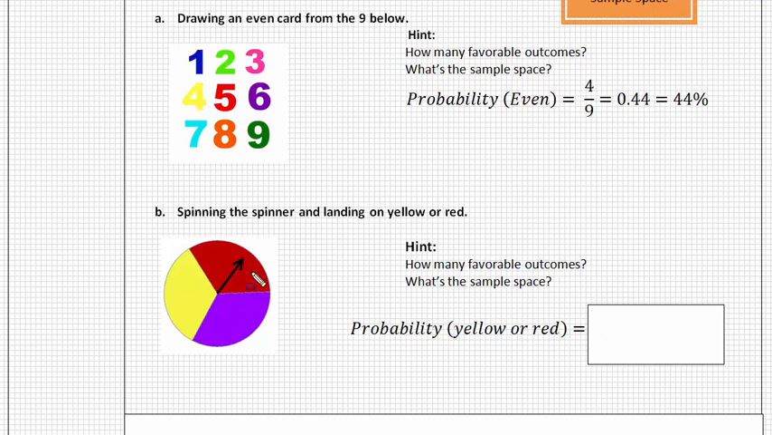So I see yellow and red as being 2. Oops, wrong thing. Let's go back. Here's the one I want. As being 2. Out of the total, our sample space, there's 1, 2, 3 total outcomes, so 3 is our sample space. So go ahead and write out the probability of getting a yellow or a red. We would expect that to be 2/3.